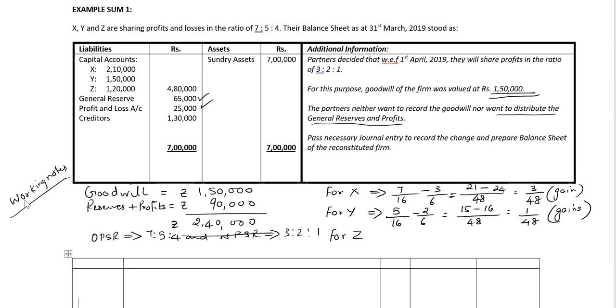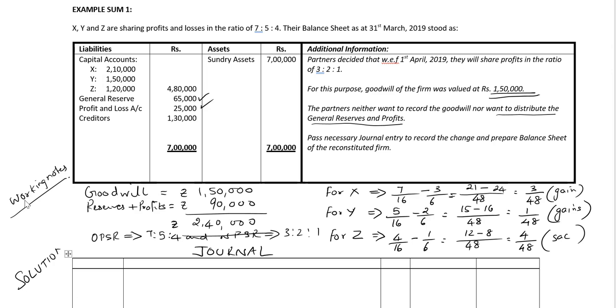And finally for Z, 4 divided by 16 old share minus 1 by 6 new share. Positive 4 divided by 48 and Z sacrifices. So now let's pass the journal entry. Journal. This is the solution. We have the date, the particulars, the LF number, debit rupees and the credit rupees.